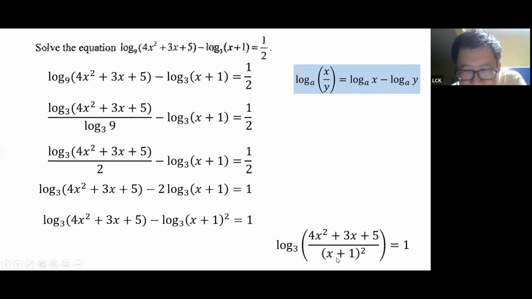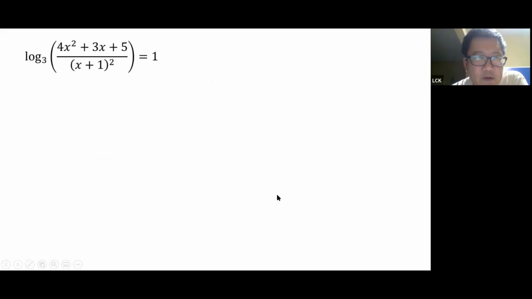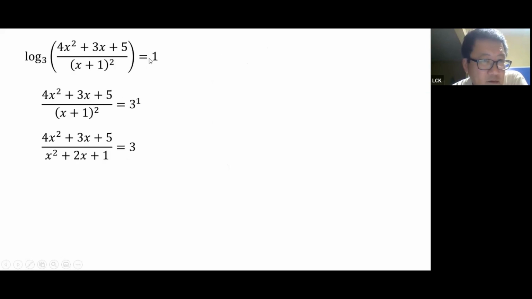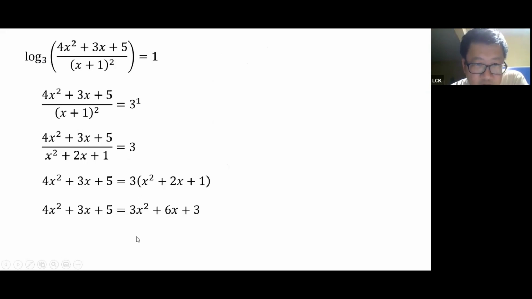And what do you need to do next? What you need to do next is to expand this and to bring 3 to the power of 1. 3 is a base, so it's 3 to the power of 1, which I will do here. So expand this. x plus 1 squared is x squared plus 2x plus 1. It's just an expansion of that. Bring that up. Expand it.